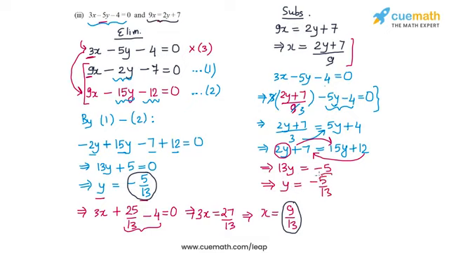So this is exactly the same value that we got using elimination. And now using this value of y, we can substitute this into any of the two equations. We can substitute this into this expression for x, and we will get the value of x as 9 by 13 once again. So the solution to this pair of equations is x is equal to 9 by 13 and y is equal to minus 5 by 13.